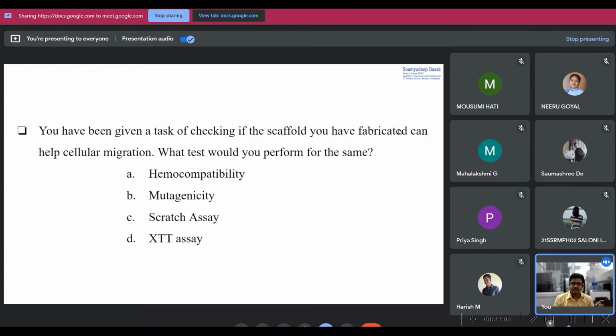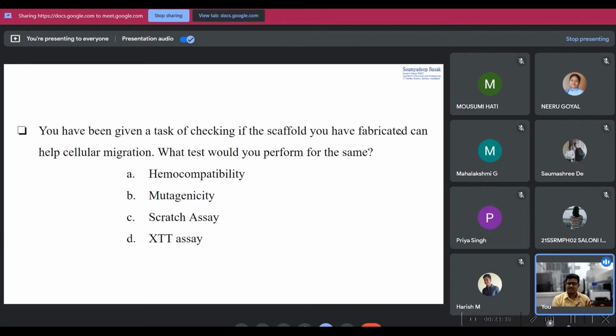Hemocompatibility, mutagenicity: you can remember the Ames assay, where there was a mutagenic bacterial strain with a particular amino acid deficiency. If your material is mutagenic and you try to grow the bacteria, the mutagenicity will introduce the amino acid into their system and they will grow. Otherwise, they will not grow. That is the mutagenicity test we are talking about.